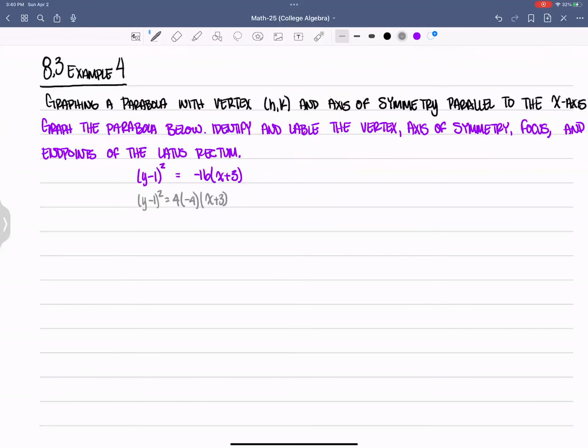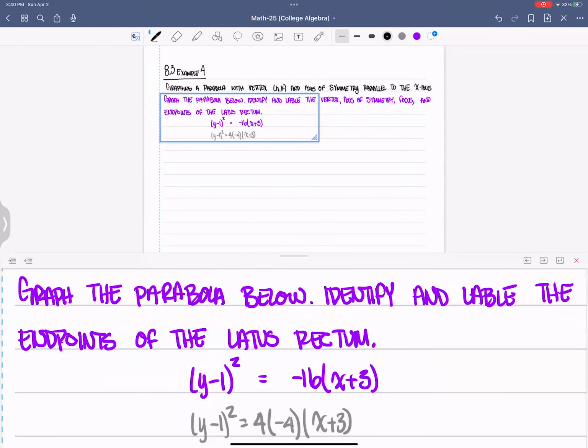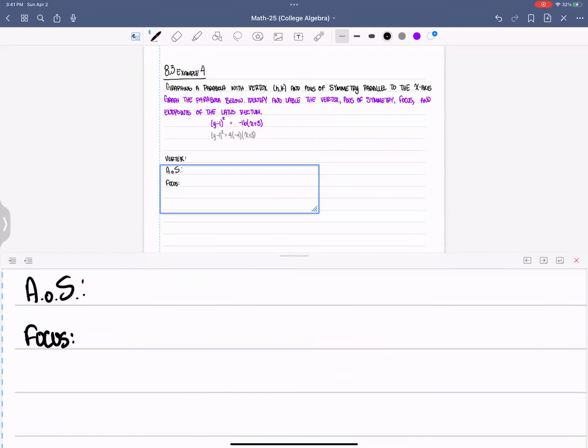And what do they want from us? They want a vertex. They want an axis of symmetry. They want a focus and the endpoints that make up the latus rectum. All right, vertex. They want axis of symmetry. They want a focus. And they want the points to make up the latus rectum.